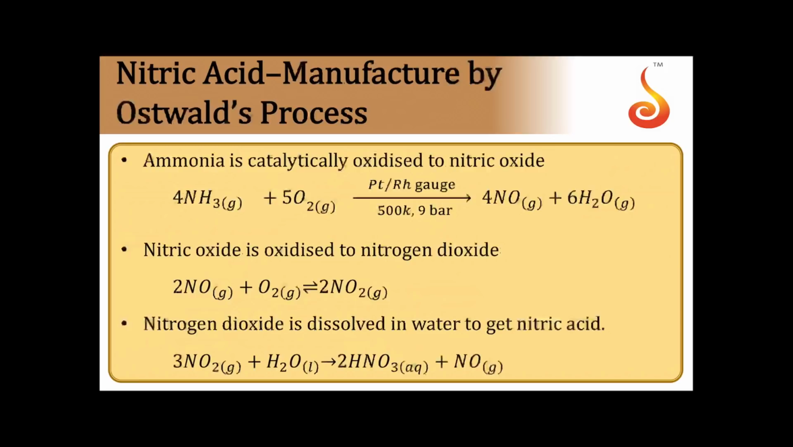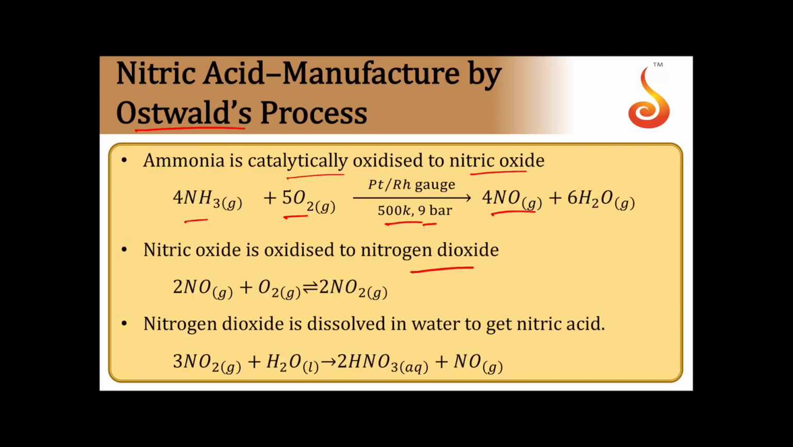Then comes large scale preparation. It's done by Ostwald's process. The principal reactions are as follows. Here ammonia is catalytically oxidized to nitric oxide. So ammonia plus oxygen gas is oxidized to nitric oxide with the help of a platinum catalyst, at 9 atmospheres pressure, nearly 9 bar you can say, and 500 Kelvin. So catalytically it is being oxidized to nitric oxide here.